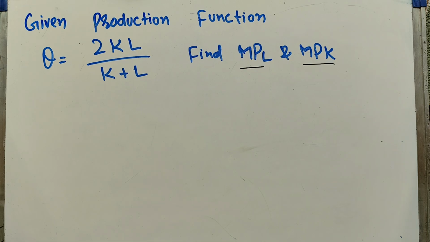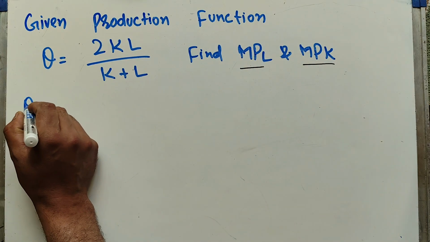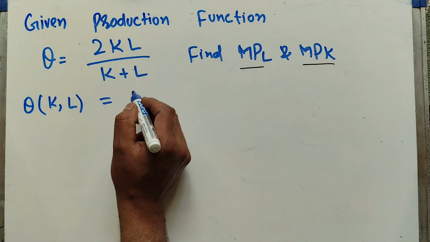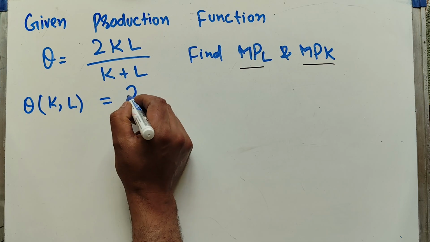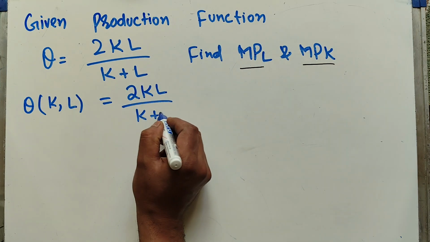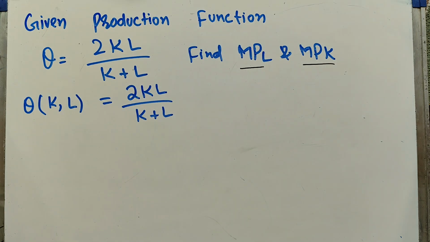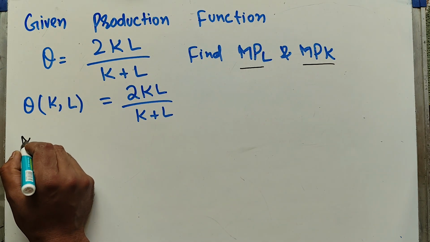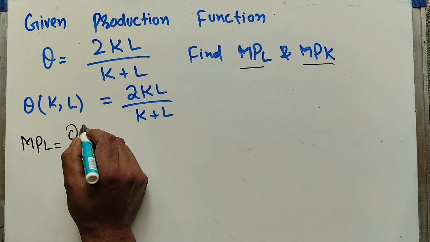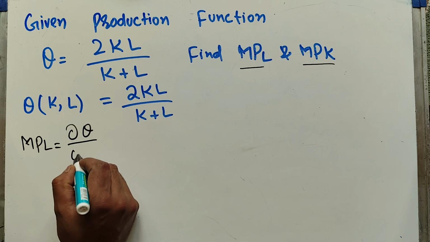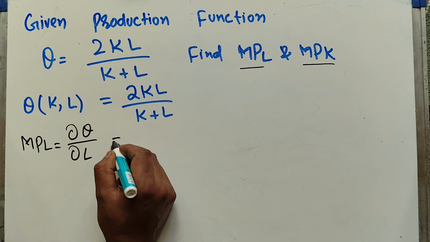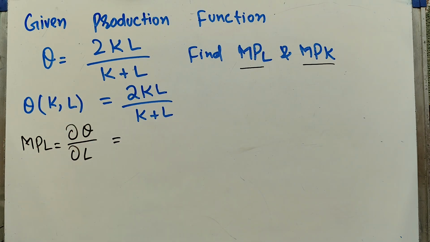We are given that output is a function of capital and labor, related by the term 2KL/(K+L). We need to find the marginal product of labor. What is the marginal product of labor? It is simply the change in the output due to the change in the units of labor, that is, the partial derivative of this function with respect to L.